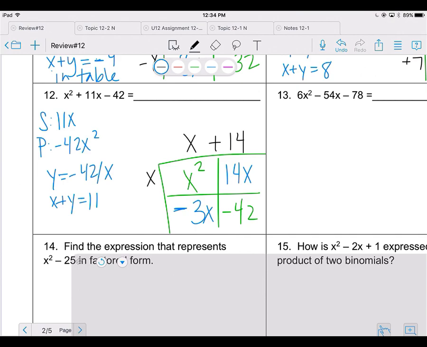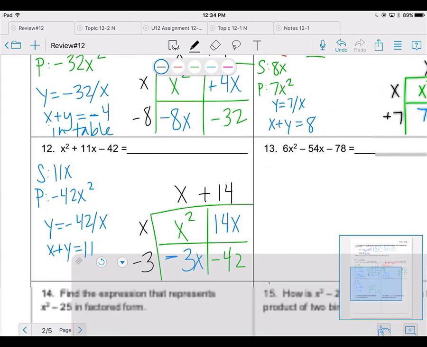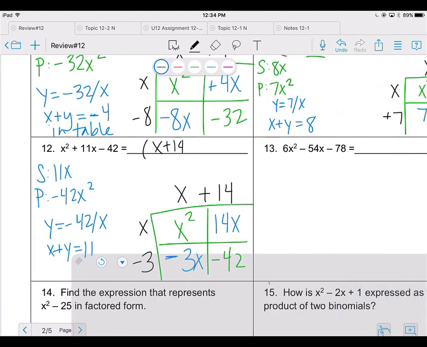X squared and 14x share an x. Negative 3x and negative 42 share a negative 3. So we have x plus 14 and x minus 3 as my two factors.